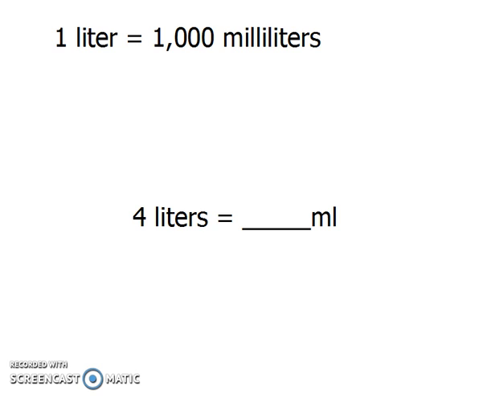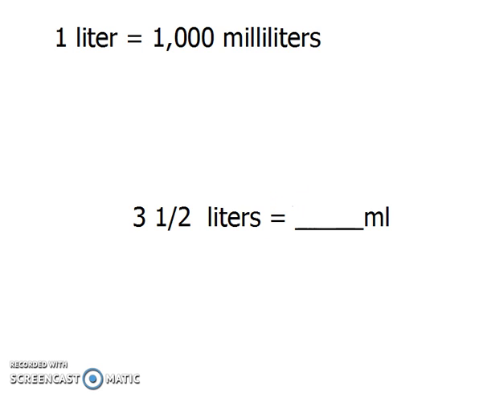4 liters, 4 times 1,000, 4,000 milliliters. 25 liters, 25 times 1,000, 25,000 milliliters. 6 liters, 6 times 1,000, 6,000 milliliters. So that's so much nicer than the American system.